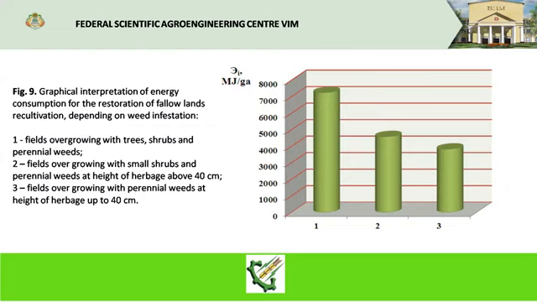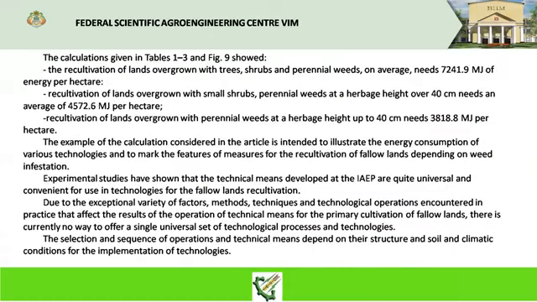1. Fields overgrown with trees, shrubs, and perennial weeds. 2. Fields overgrown with small shrubs and perennial weeds at a height of herbage above 40 centimeters. 3. Fields overgrown with perennial weeds and a height of herbage up to 40 centimeters. The calculation is given in tables 1 and 3 and shown in figure 9. The recultivation of lands overgrown with trees, shrubs, and perennial weeds needs on average 7,241.9 MJ of energy per hectare.